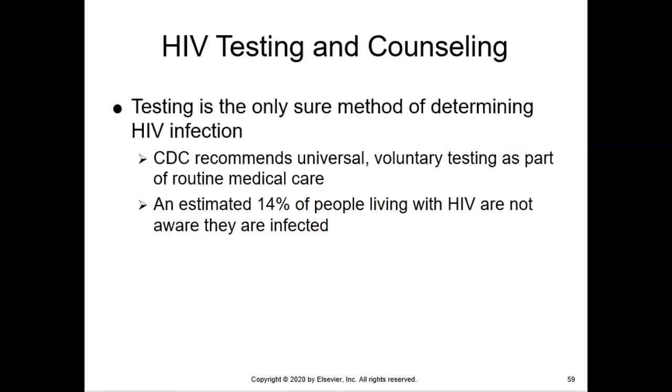Okay, so we already mentioned HIV testing is the only sure method of determining HIV infection. CDC does recommend universal voluntary testing as part of routine medical care. You can see it in practice today. I went to the ER for something not that long ago. Every patient that comes to the ER, they're offered an HIV test. I'm offered every single time I see my provider. And as we said earlier, 14% of people living with HIV are not aware.